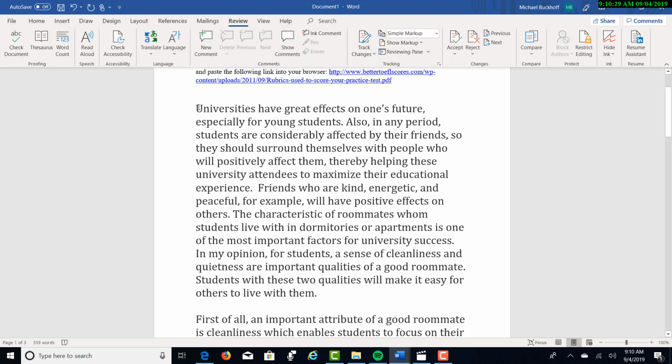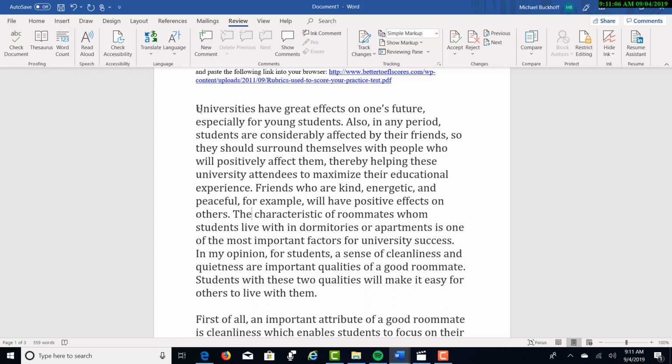Universities have great effects on one's future, especially for young students. Also, in any period, students are considerably affected by their friends, so they should surround themselves with people who will positively affect them, thereby helping these university attendees maximize their educational experience. Friends who are kind, energetic, and peaceful, for example, will have positive effects on others. The characteristic of roommates whom students live with in dormitories or apartments is one of the most important factors for university success.